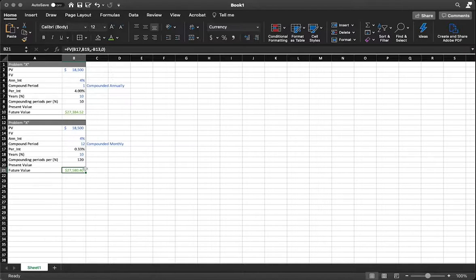So think about that. What would be the better scenario if you could choose between monthly compounding and annual compounding? Monthly, just because you're getting a little bit more interest. Remember, compounding interest is interest on interest, and that's why we get the difference of $200 over those two different scenarios.